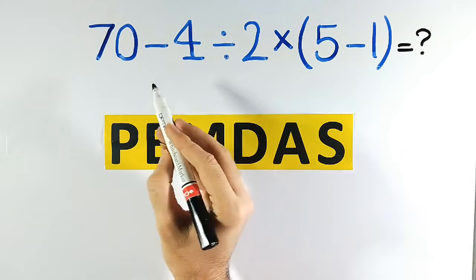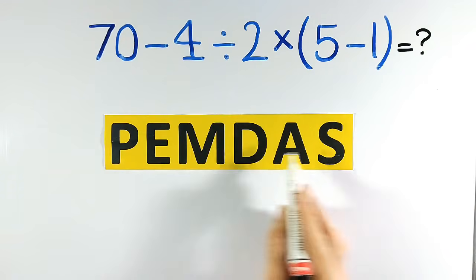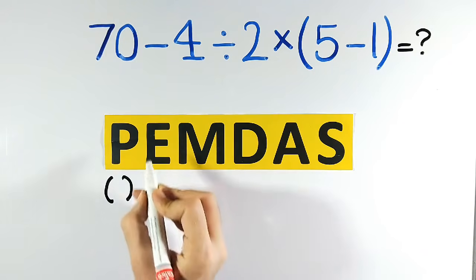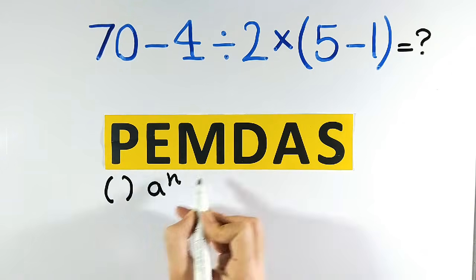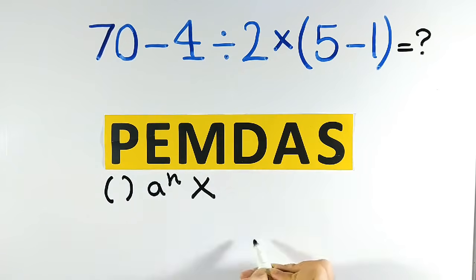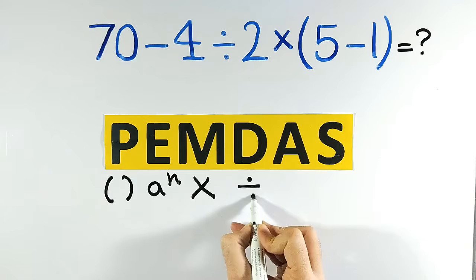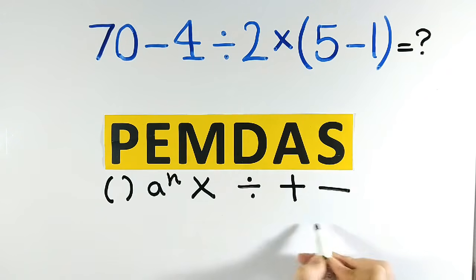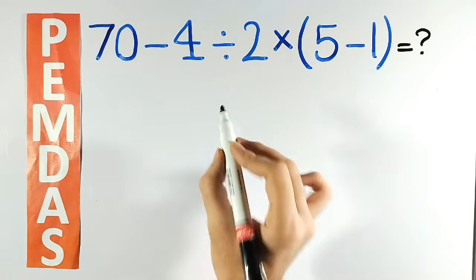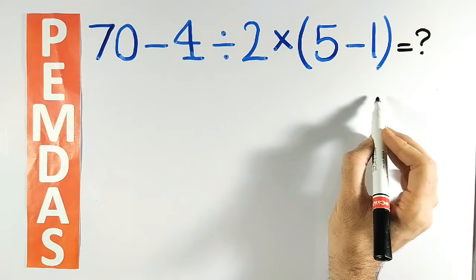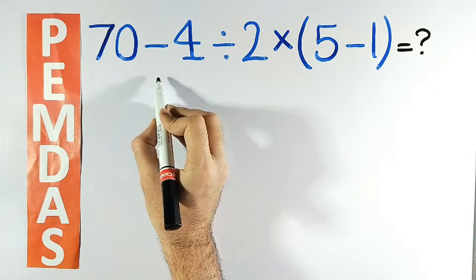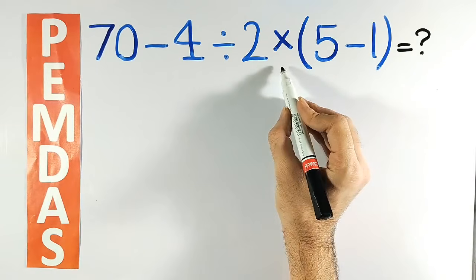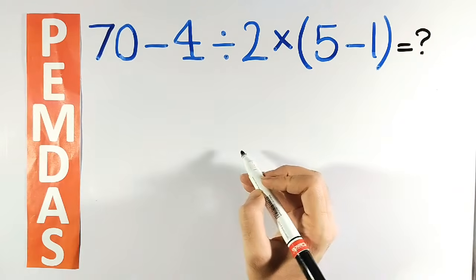To solve this question, we must follow a rule that is called PEMDAS. In this rule, P stands for parentheses, E stands for exponent, M stands for multiplication, D stands for division, A stands for addition, and S stands for subtraction. As you can see on the screen, in this expression, first we have a subtraction sign, then a division sign, followed by a multiplication, and finally parentheses.